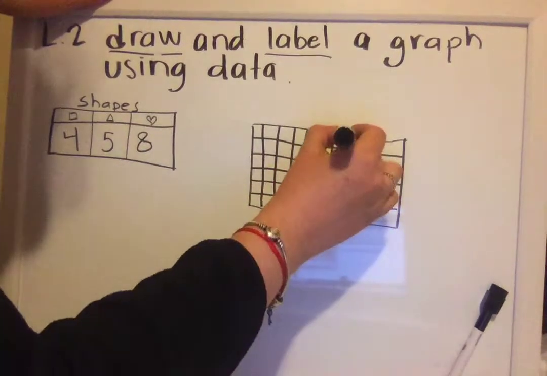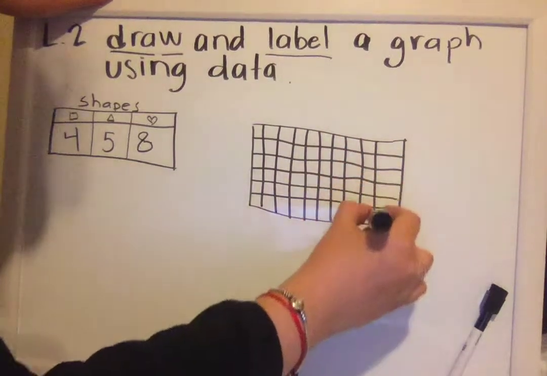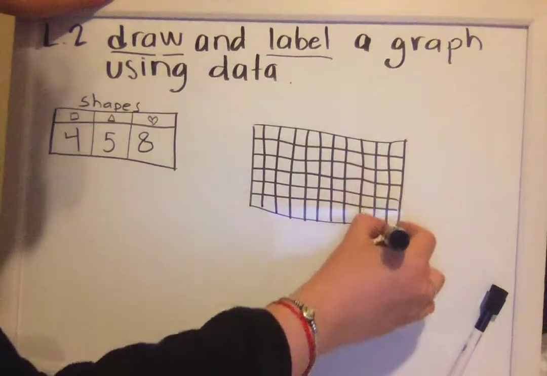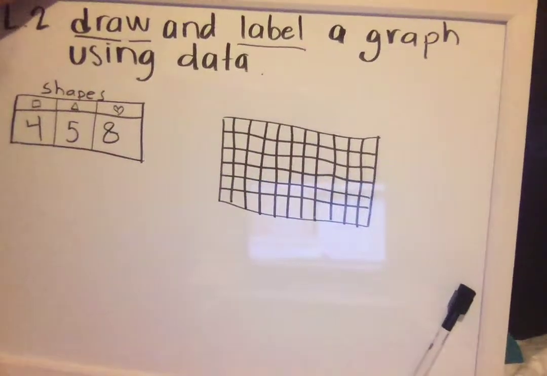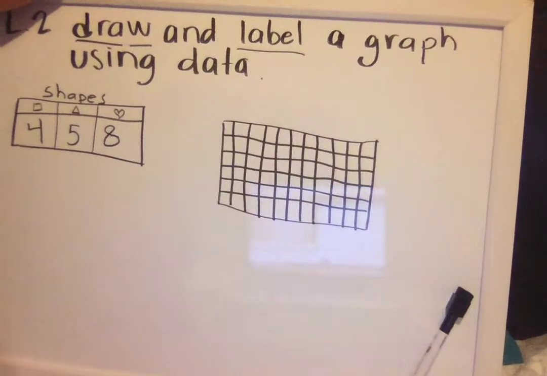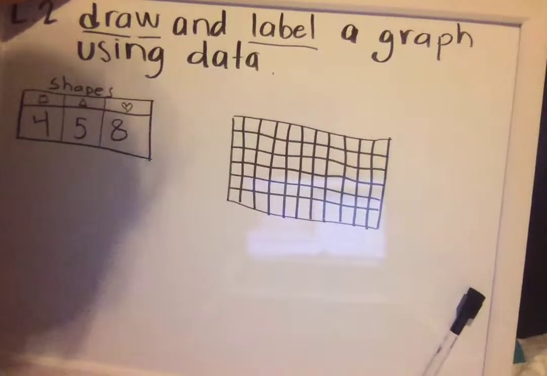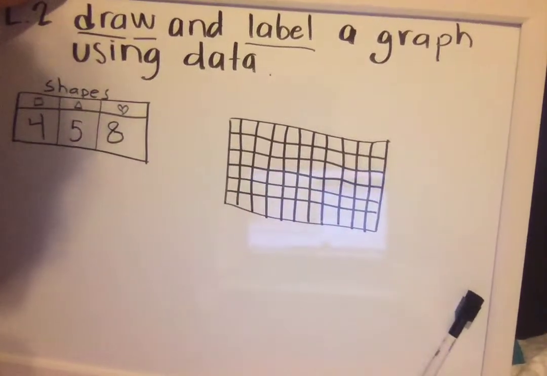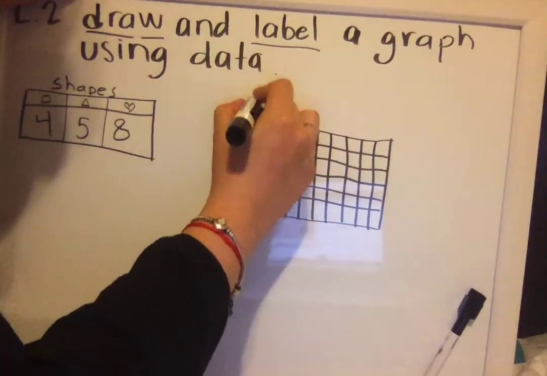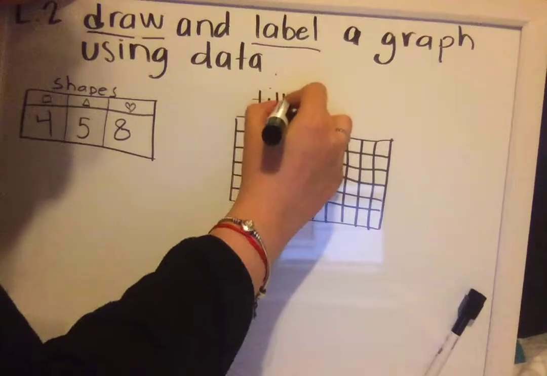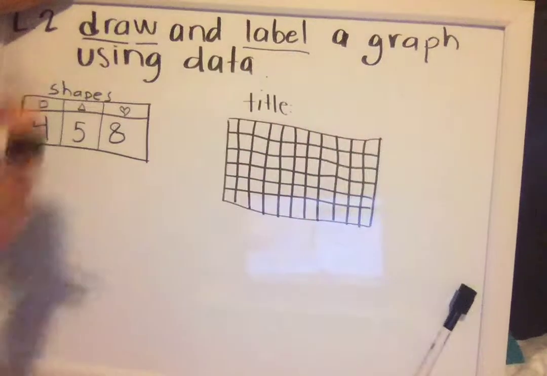In your notebooks, your graphs have already been drawn for you. Okay, this is usually what graph paper looks like. It has squares and they all look the same, about the same size. Now, a graph always has a title. Okay, it always has what you're talking about. So let's see. I'm going to write up here title so I don't forget to write my title. Well, my title has to be what this graph is going to be about.